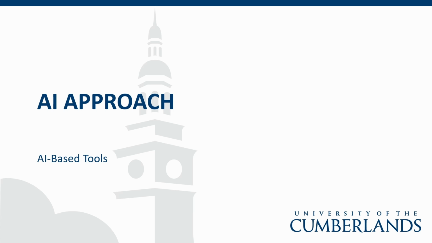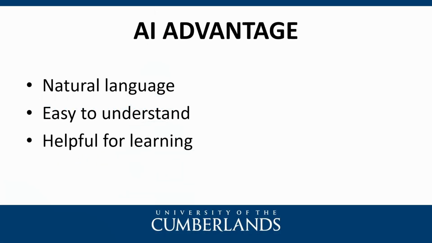To address this issue, many people started using artificial intelligence tools to explain code. AI tools like ChatGPT can generate explanations in natural language. They can describe what the code does and explain problems in a way that is easy to understand. This makes them very useful, especially for learning and education.